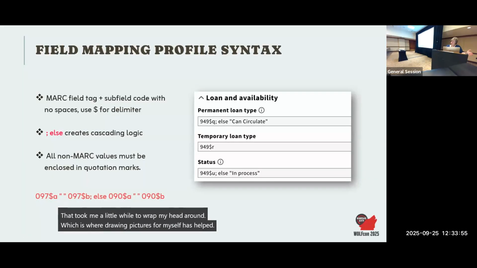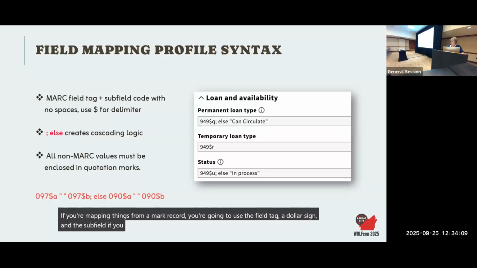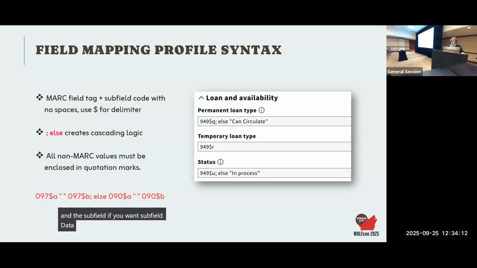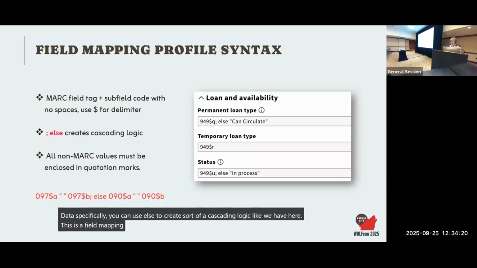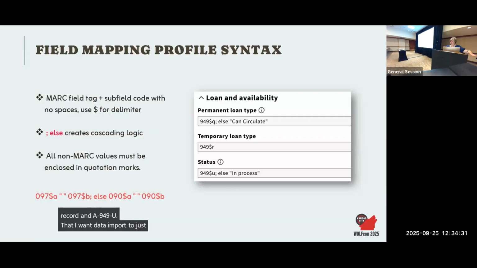There is a special syntax you can use in field mapping profiles. If you're mapping things from a MARC record, you're going to use the field tag, a $, and the subfield if you want subfield data specifically. You can use else to create a sort of cascading logic like we have here. This is a field mapping profile for an item. So if I don't have an item status in my incoming record in the 949U, then I want data import to just assign In process. So you can set up some defaults, stuff like that.